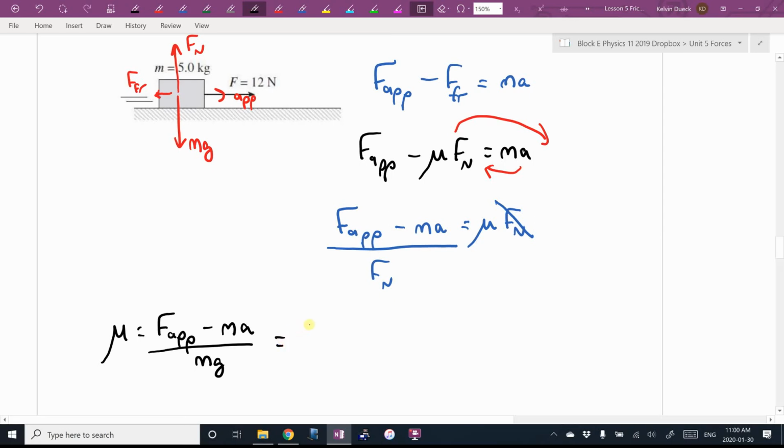How big was the applied force as a number exactly? Minus M, 5, A? I've scrolled down. What was A? 0.8, all over 5 times 9.8. Is this a fraction? Is there more than one thing on the top? Brackets. Is there more than one thing on the bottom? Also brackets. I would strongly encourage all of you to try typing this out.